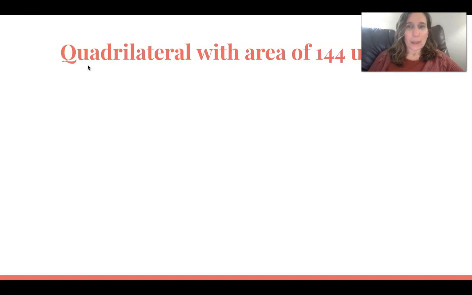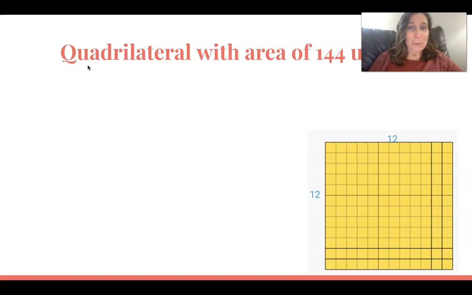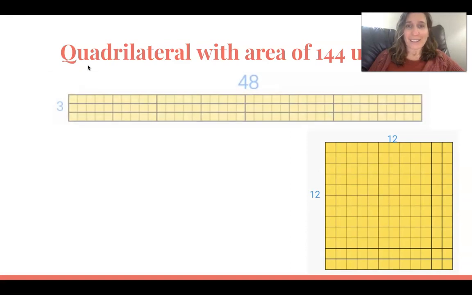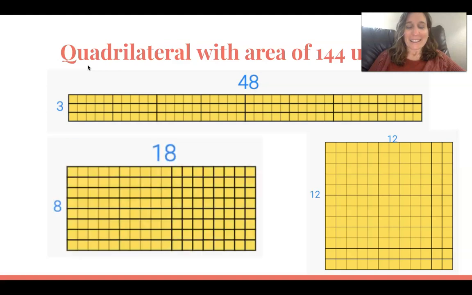Let's look at a quadrilateral first. It has an area of 144 units squared. Think about what the dimensions would be. What do you picture? You might picture a 12 by 12, possibly a 48 by 3, or an 18 by 8. All of those have the same area of 144 square units, but they all have different dimensions.